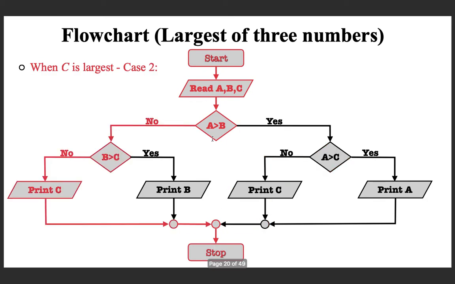One more possibility is there. The only thing we assumed is C is largest. We don't know whether A is greater than B or not. Now suppose that A is not greater than B. Then you are taking this branch and you are comparing B and C. Because C is largest, B greater than C evaluates to false and it is no. You are coming like this and you are printing C.